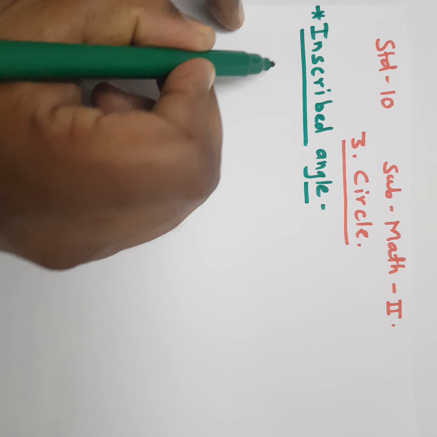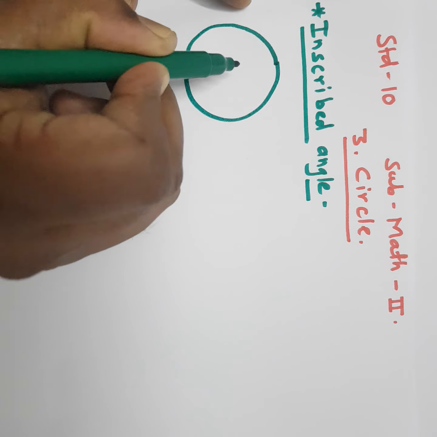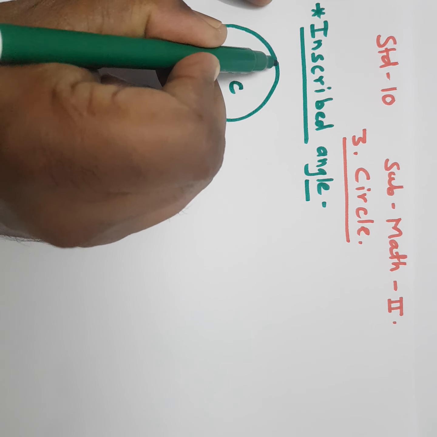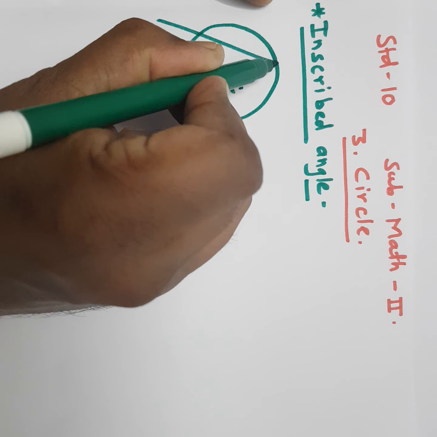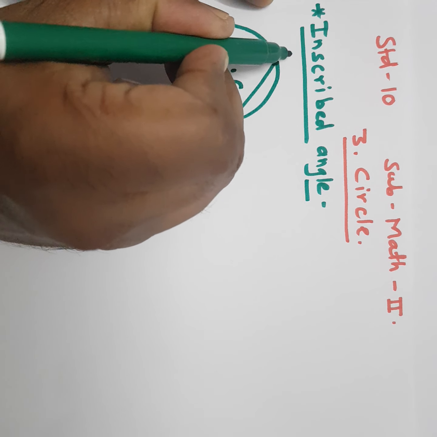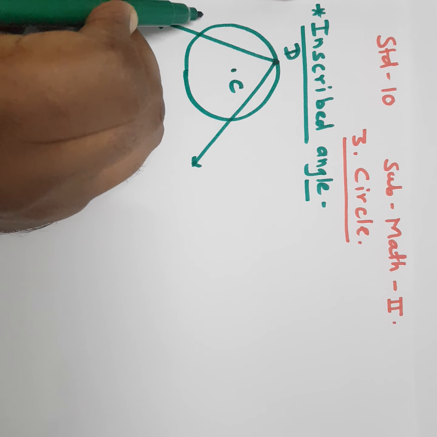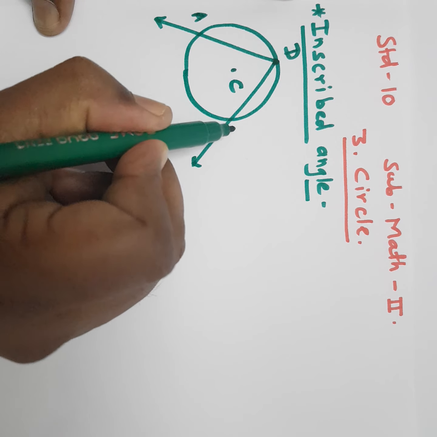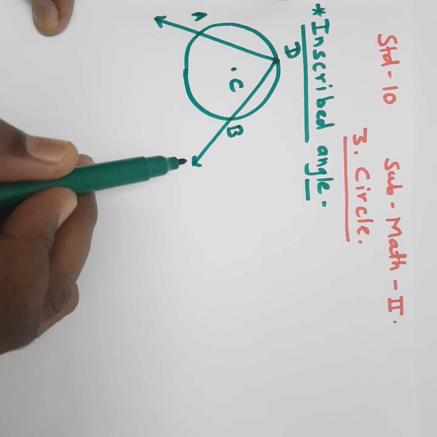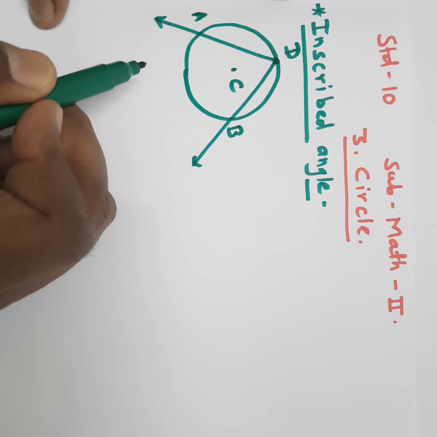We will draw the figure first. Here there is a circle with center C. If we draw an angle whose vertex is on the circle, let D be the vertex, the angle ADB, whose sides DA and DB intersect the circle at points A and B.